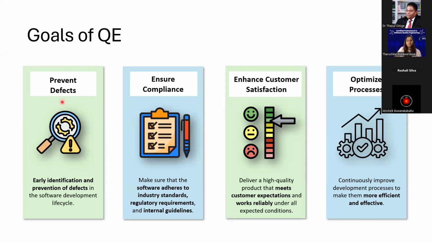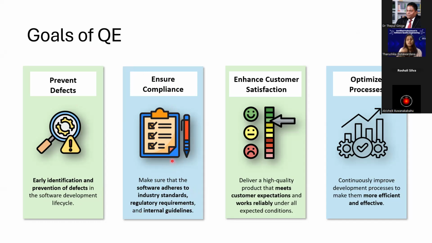How can we prevent the defects? We need to do the testing, but we need to identify those defects through testing in the earlier phases, right? Not at the end. We have to do the testing at the beginning of the software development lifecycle. We will learn how to do that. So the early identification and prevention of defects in the software development lifecycle is one of the goals of QE. And then the next one is ensuring compliance. That means making sure that the software adheres to industry standards, regulatory requirements, and internal guidelines.